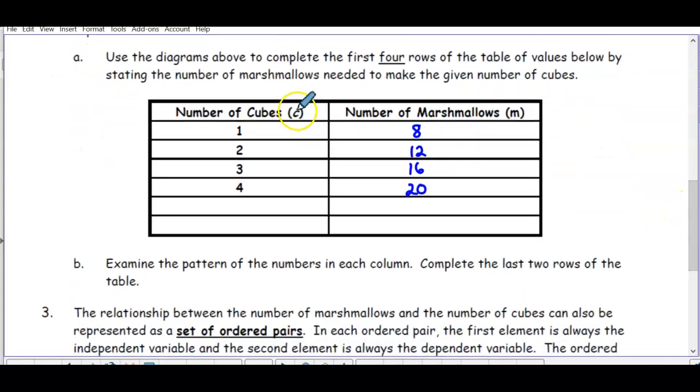So we're calling the number of cubes C and the number of marshmallows M. So this is the independent variable, and this is the dependent. As it says, usually best form is to put the independent first in a table of values. Doesn't have to be, but that's sort of commonly what's done. Examine the pattern of the numbers in each column. Complete the last 2 rows of the table. So we're just adding a new cube each time, and as we found the pattern, we're adding 4 each time we add a cube. Okay.